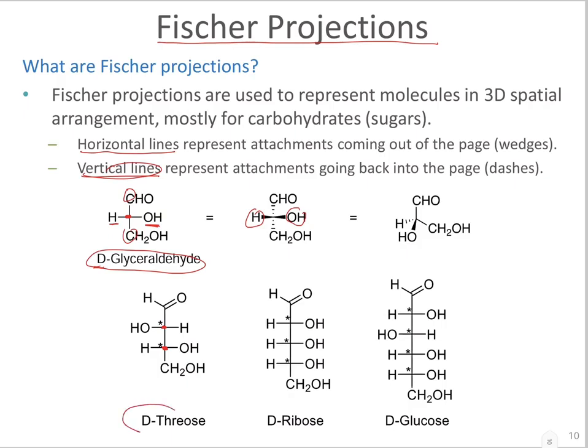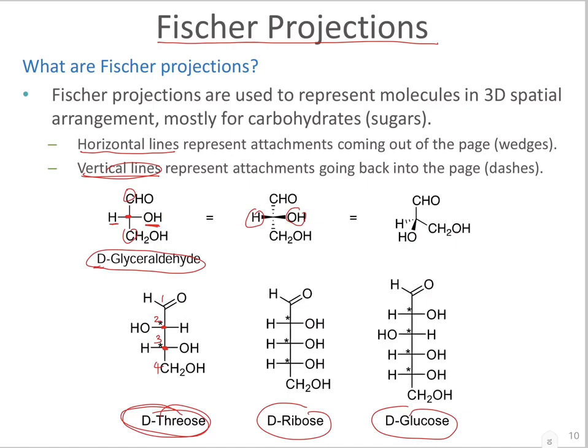So for threose, we can draw the structure in that format. Ribose and even glucose, we can draw the structure in that format. Now, once we draw the structure in that format, we can determine the configuration for each stereocenter. So let us do the configuration, say, for threose. So let us label this as carbon number 1, carbon number 2, carbon number 3, and carbon number 4.